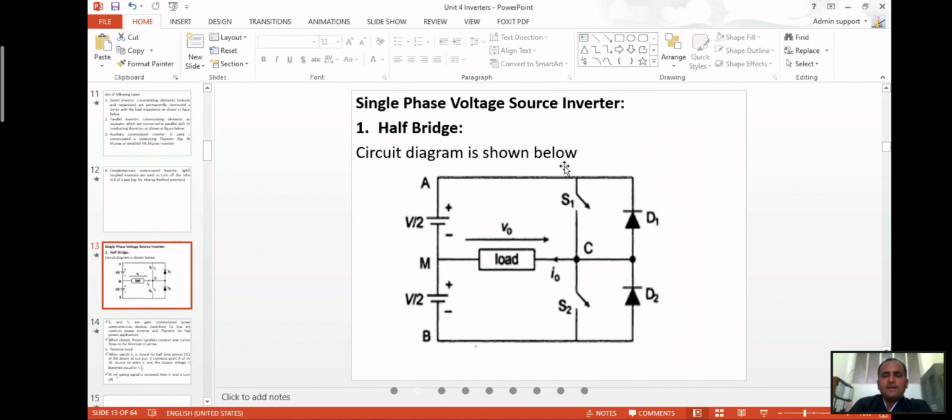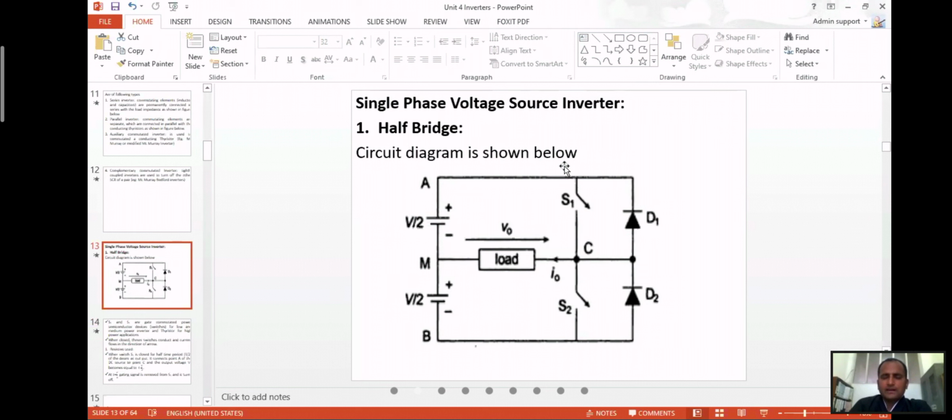Okay, these switches can be a thyristor, or a power BJT, or a power MOSFET, whether it is used for high voltage applications or low voltage applications. Now, there is a common load connected to this. Initially, D1 and D2 do not have much function here, but later on, when the load changes, there will be some application of D1 and D2.